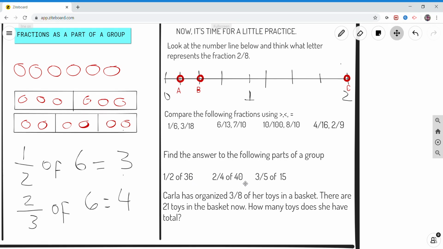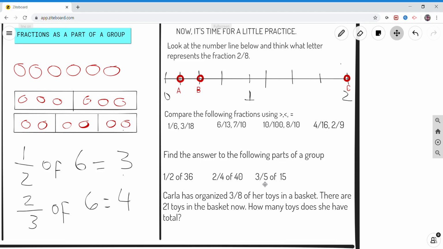2/4 of 40 is equivalent to 20. If you think about 1/4 of 40, if you split 40 objects in 4 equal groups, you're going to put 10 objects in each group. If you take 2 of those groups, you're going to get a total of 20. So 2/4 of 40 is 20. Also, 2/4 is equivalent to 1/2, and 1/2 of 40 will be, of course, 20.